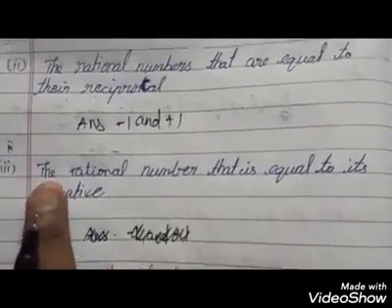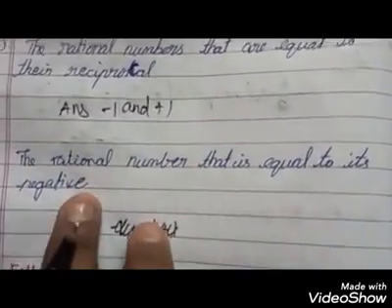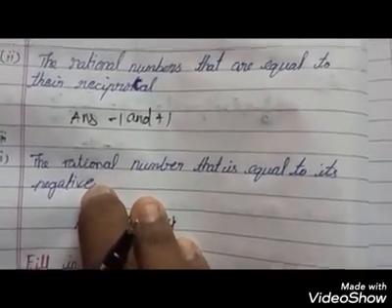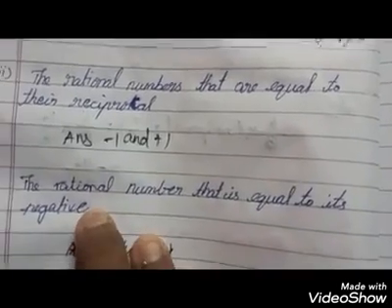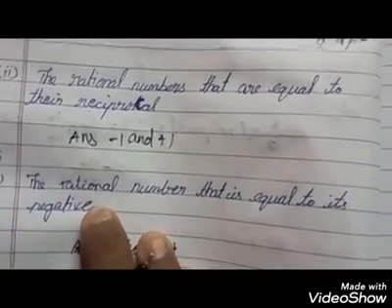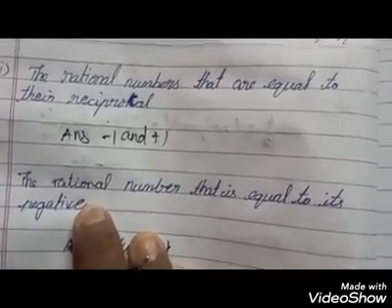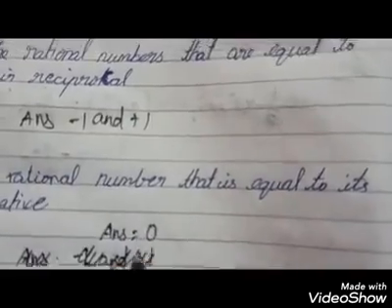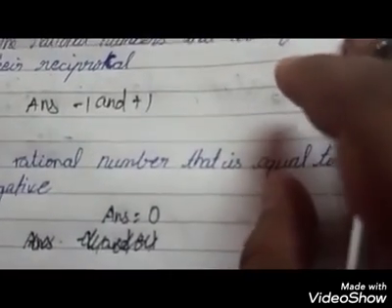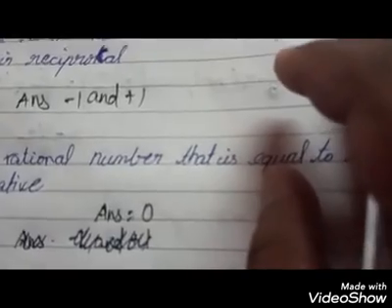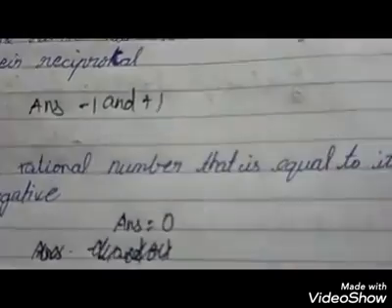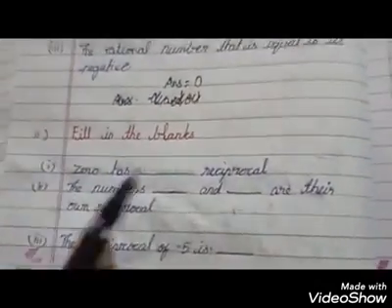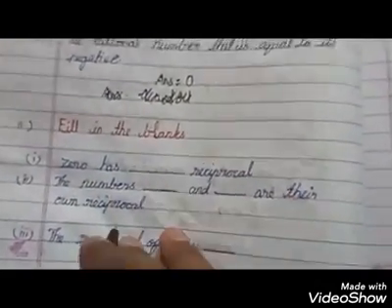Question number 3. The rational number that is equal to its negative. Okay. So plus 1 is not equal to minus 1. Plus 2 is not equal to minus 2. The only number is 0. For 0, you need not refer to any symbol plus or minus, because plus 0 or minus 0 both give the same value, 0 only.